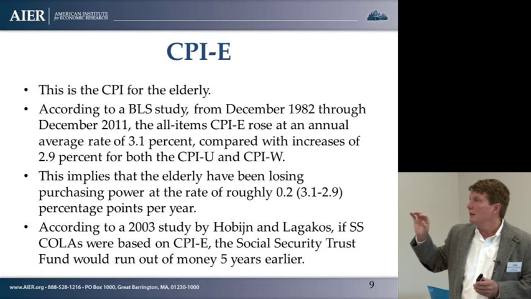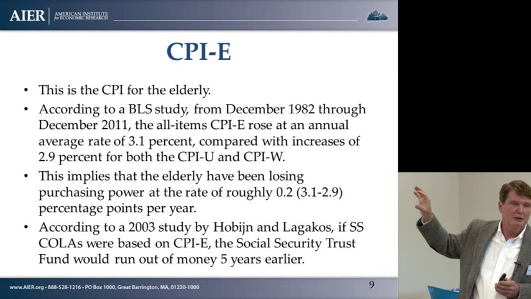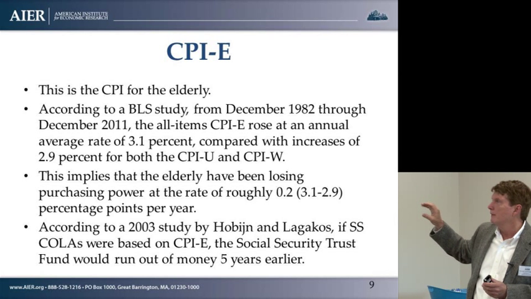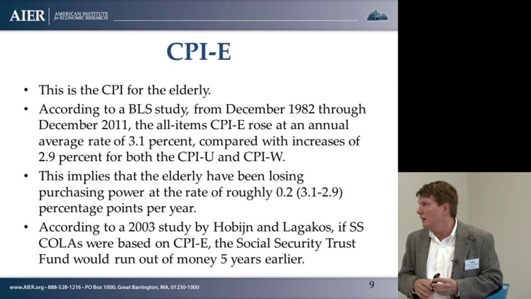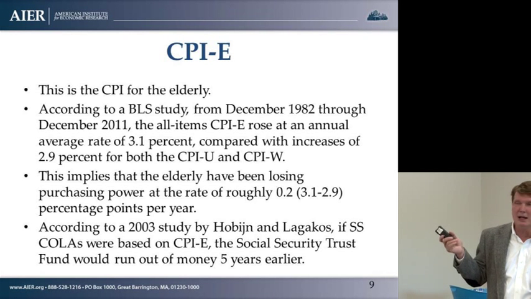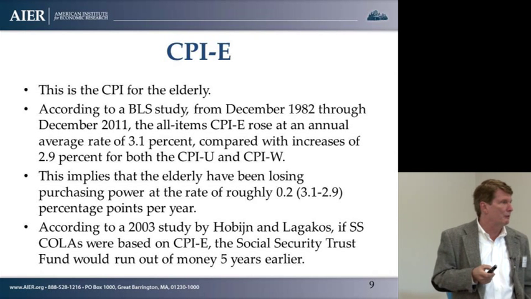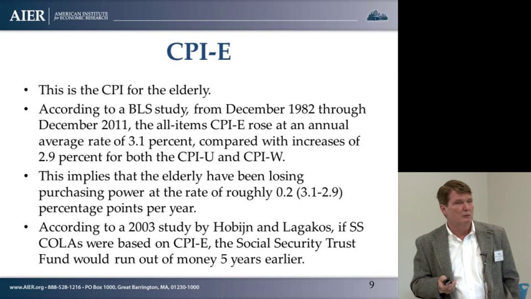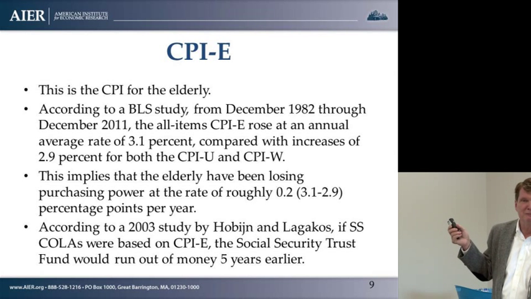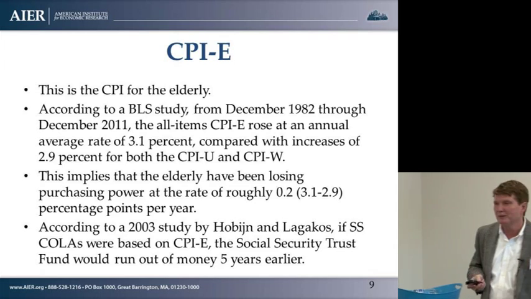But of course, if you were to make the cost of living adjustments based on CPIE, it would be more costly to the government because of Social Security. And in fact, in a study by Hoban and Lagakos, if the COLAs were based on CPIE, the Social Security Trust Fund would run out of money 5 years earlier, which is probably why we don't use it. It has nothing to do with what's right or what makes sense. It's what we do.